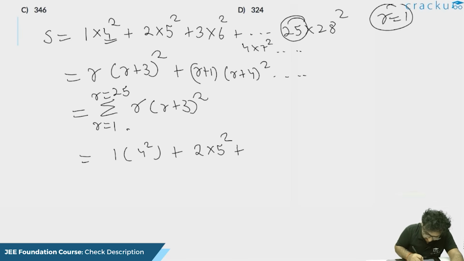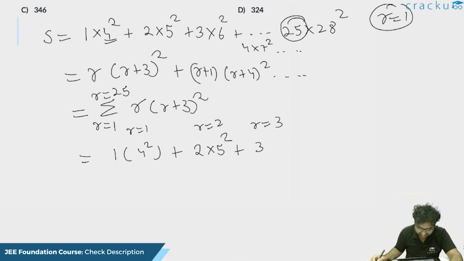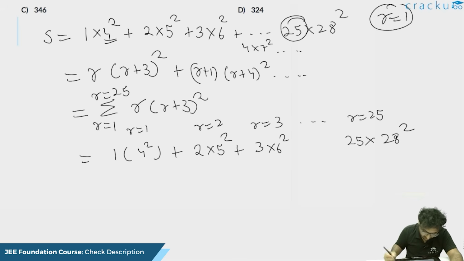Then put r equal to 3. So what we get? 3 into 3 plus 3, 6 square. And up till r equal to 25. So what is r equal to 25? So 25 into 25 plus 3, 28 square. So we got this as summation, okay.